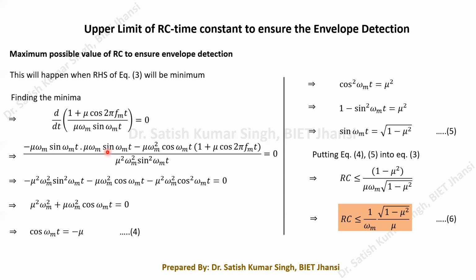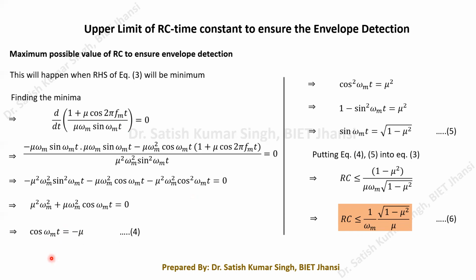So try to do that. Obviously, you have to do the second order differentiation, again doing all those steps. I am not discussing those points. I am just trying to tell you that after finding the minima, you are going to get these two expressions, cos omega mt and sin omega mt.